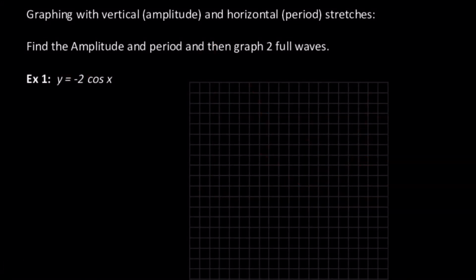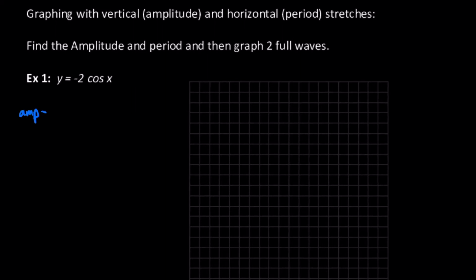Okay, let's take a look at graphing these trig functions with changing of the period, the amplitude, and also frequency. All right, find the amplitude, period, and graph two full waves. When I give you the equation of a trig function I'd like you to graph, we're going to go through this process. Write down the amplitude. Amplitude is always the coefficient in front of the trig function. So in this case, it's 2. Remember, it's always positive. That negative means something else.